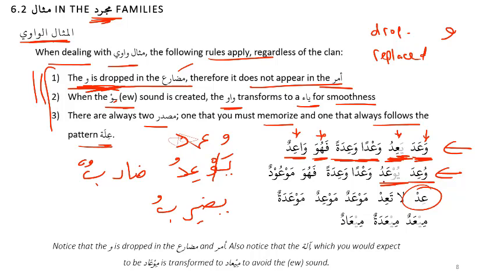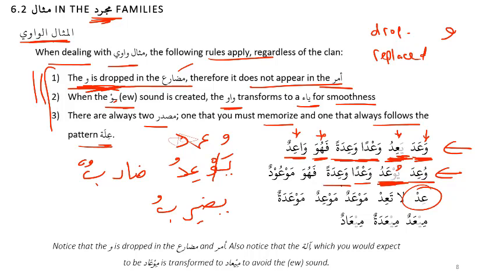Yaf'alu, yuf'alu, right? So yuf'alu is the majhul. So are a dhamma and a waw friends? Yes, they are. So dhamma and waw is smooth. So yu'adu. So notice that in the mudare majhul, everything is normal. So yu'adu, there is no issue over here.